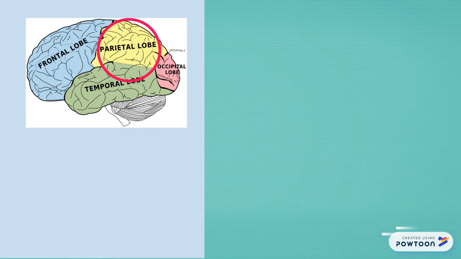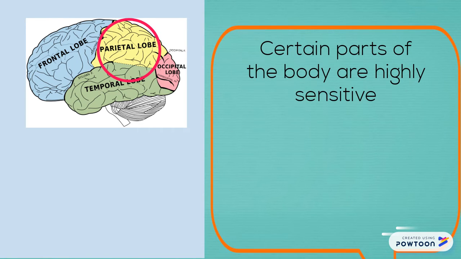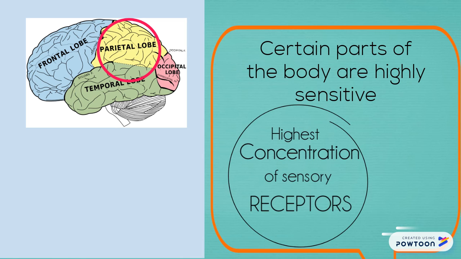The parietal lobes process sensory information through the skin. Certain parts of the body are highly sensitive as they have the highest concentration of sensory receptors, such as the face or genitals.